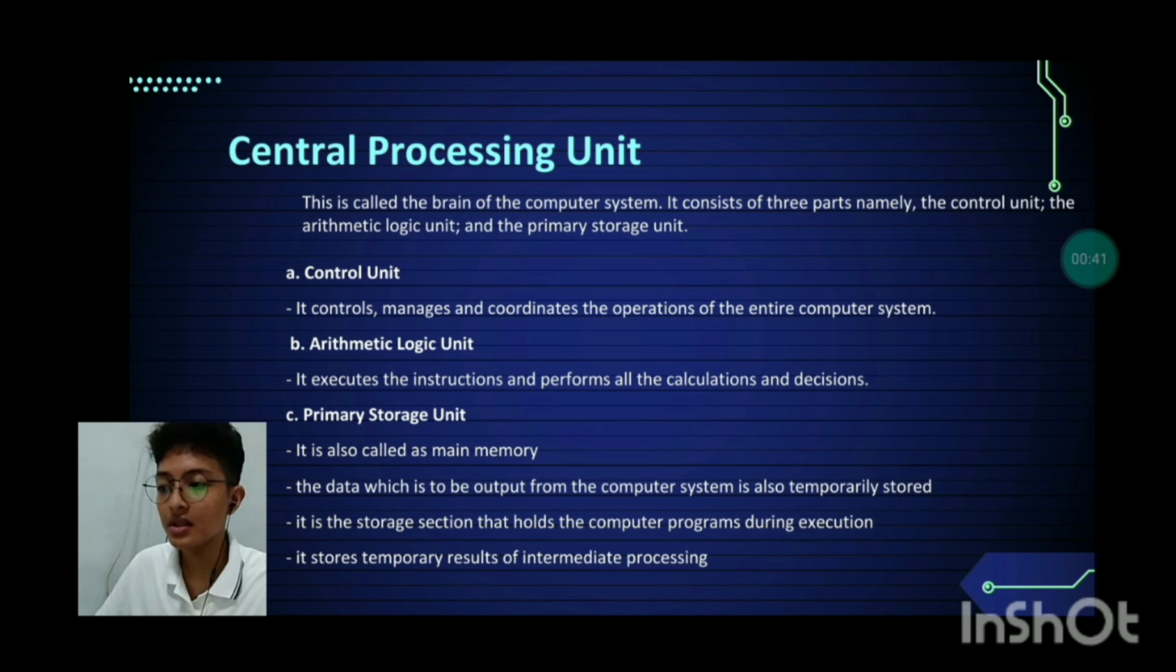The primary storage unit is also called the main memory. The data which is to be output from the computer system is also temporarily stored. It is the storage section that holds the computer programs during execution. And last, it stores temporary results of intermediate processing.